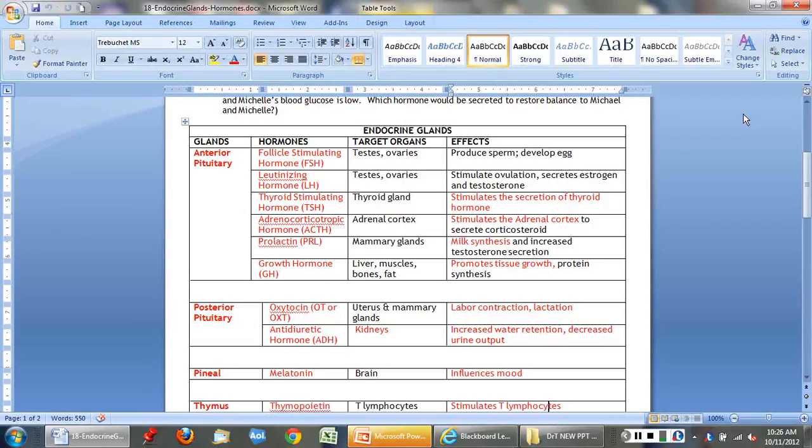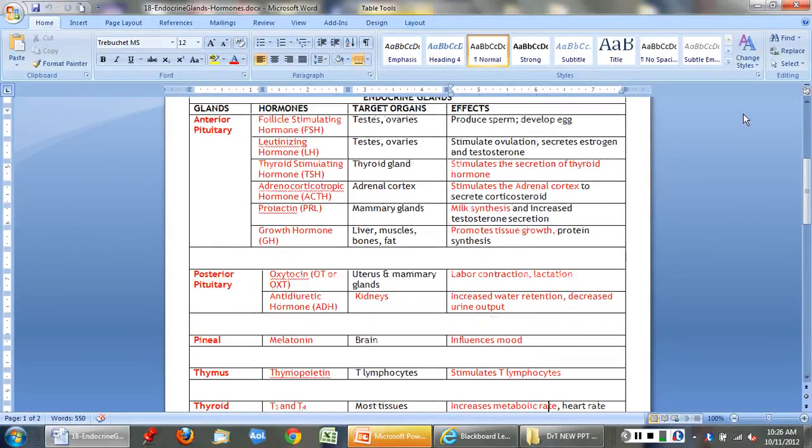So it's stimulating the thyroid gland, and we'll see down here the thyroid gland is going to secrete T3 and T4, which are thyroid hormones. And what about this one, this long one? Looks intimidating. Adrenocorticotropic hormone. Adrenocorticotropic. If you break it down, adreno probably has to do with what? Adrenaline or adrenal gland, right?